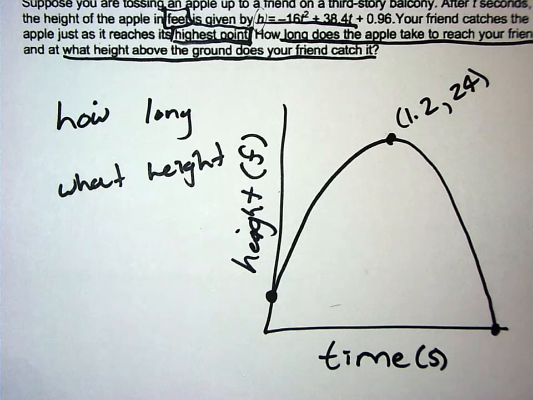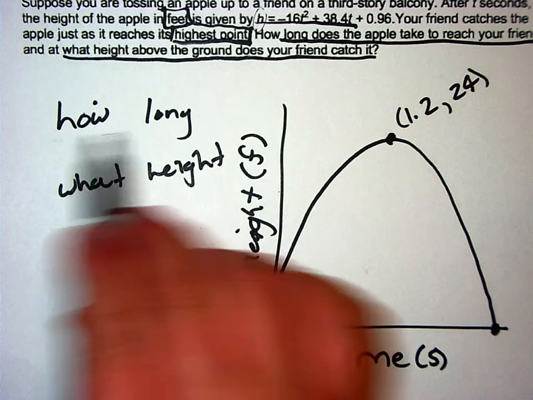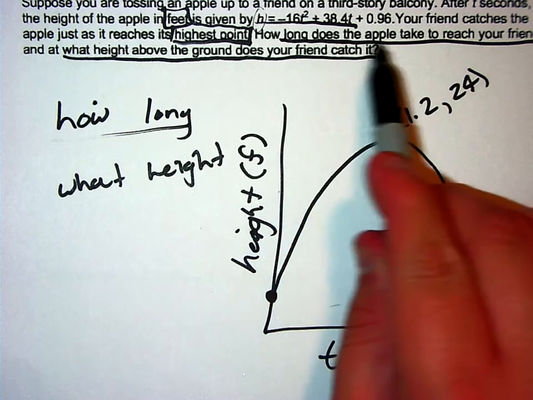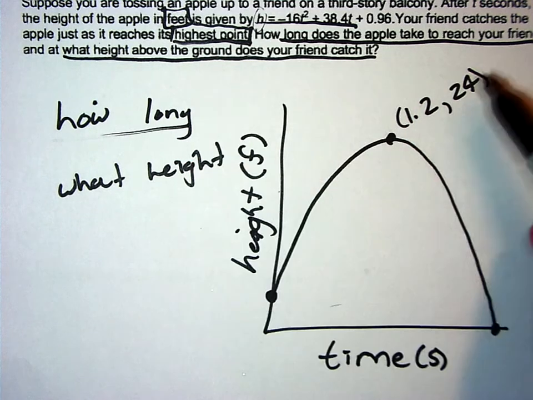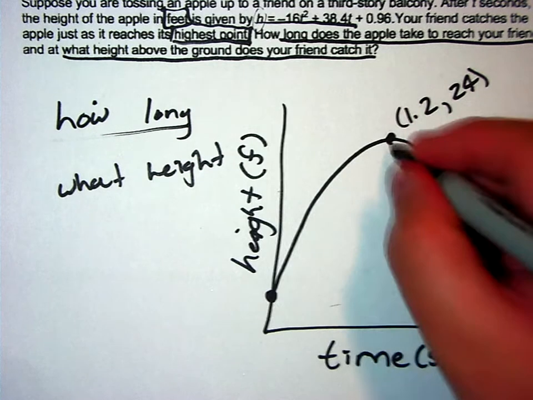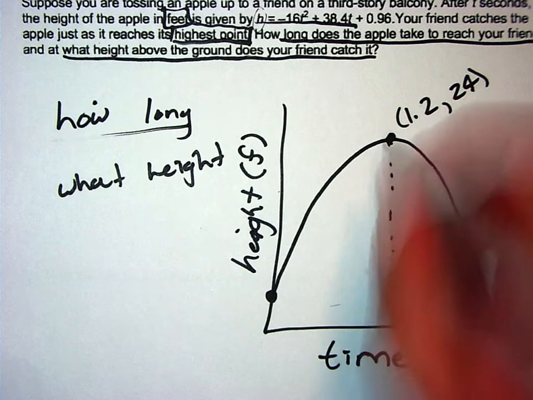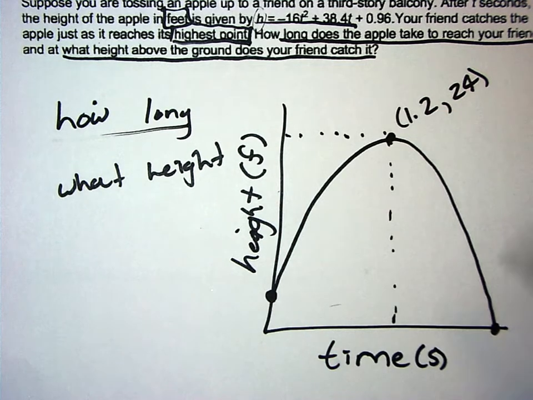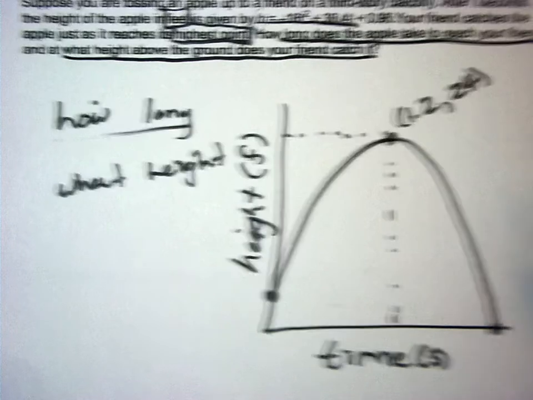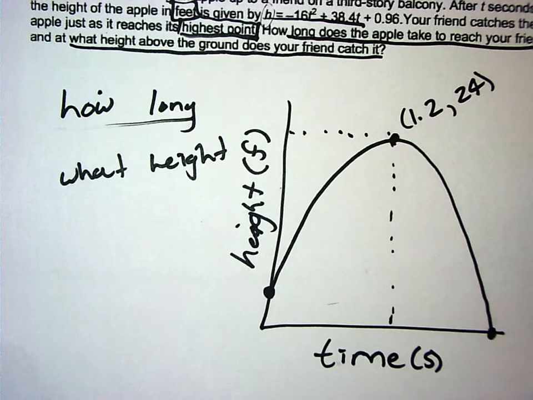So here, we're asking how long. How long does it take the apple to reach your friend? And our friend catches it at the highest point. It catches it right here. But we want to know how long. So if I'm asking how long, would I say, how long does it take to reach your friend? Oh, it takes 24 feet to reach my friend. Is that a how long? Is that a time reference?